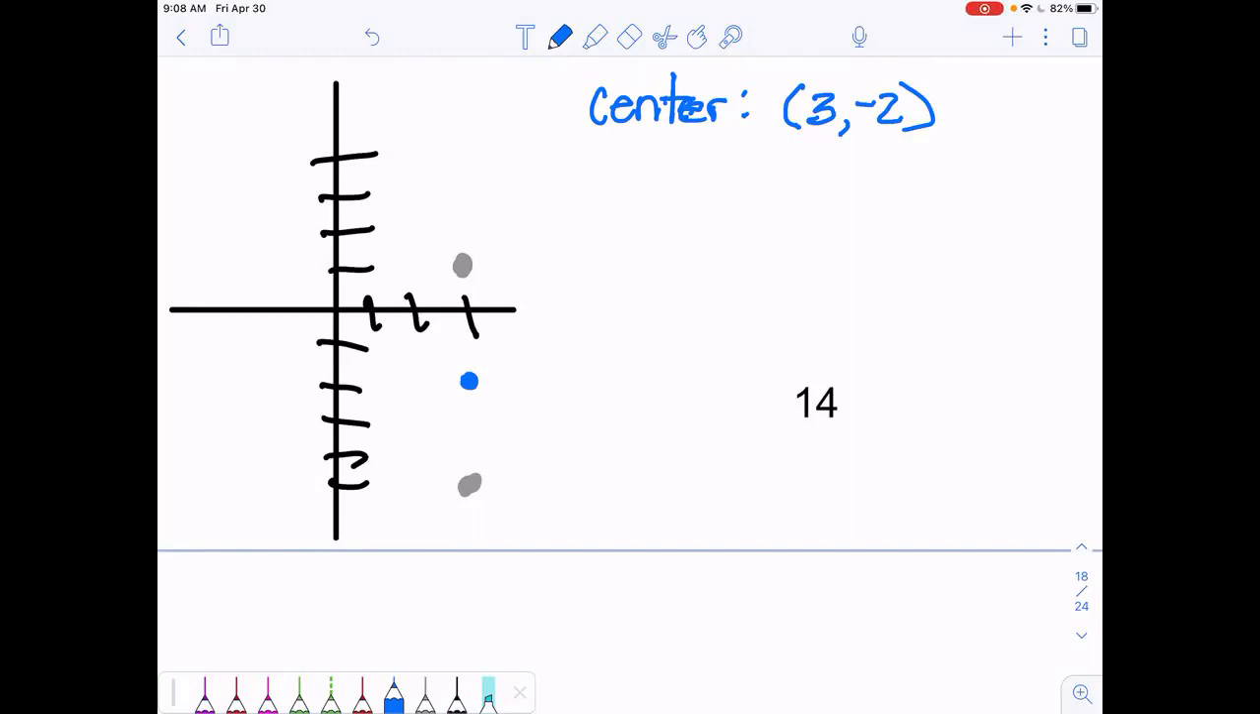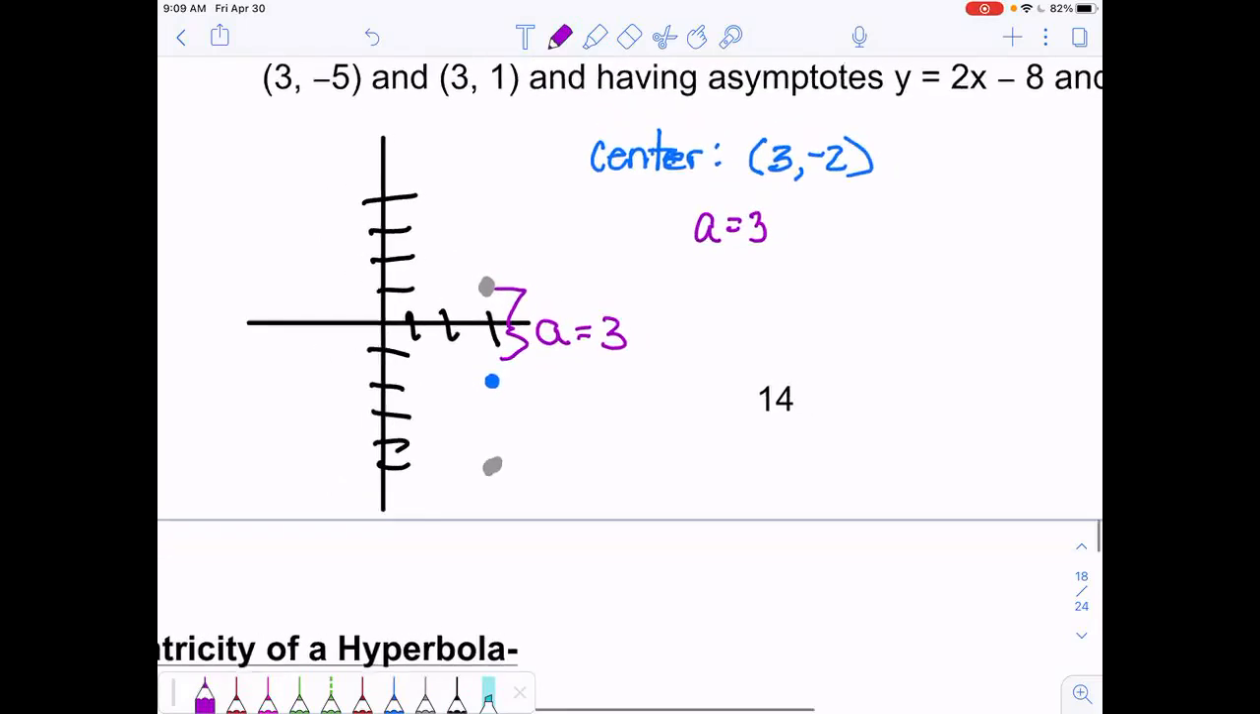And then Peter said we can also find A, and we know A is the distance from the center to the vertices, and that value is going to be 3. You also know, because the y value is changing, that this is a vertical hyperbola. So we know the center, we know it's going to be vertical, and we know the A value is 3.